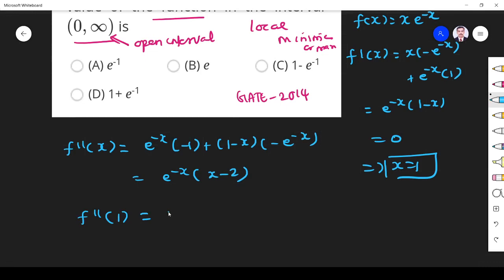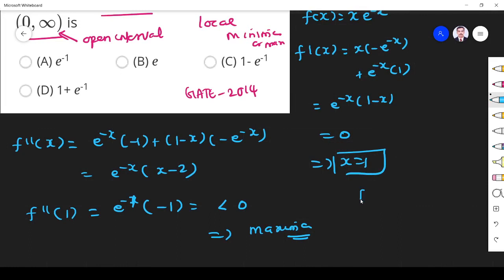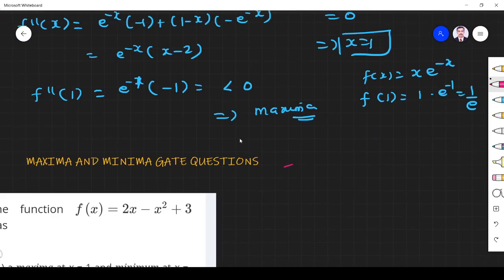Now I substitute this value to check whether it is maxima or minima. f double dash of 1 is e power minus 1 into minus 1, so surely it is less than 0. So x equal to 1 gives the maximum. What is the maximum value? Substitute x equal to 1 in the given f of x, which is x into e power minus x. 1 into e power minus 1 is 1 by e. So the answer is option A. Beautiful problem.